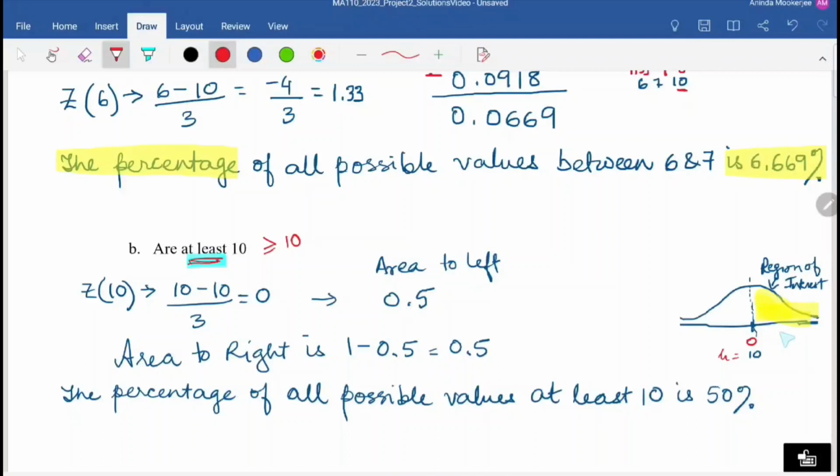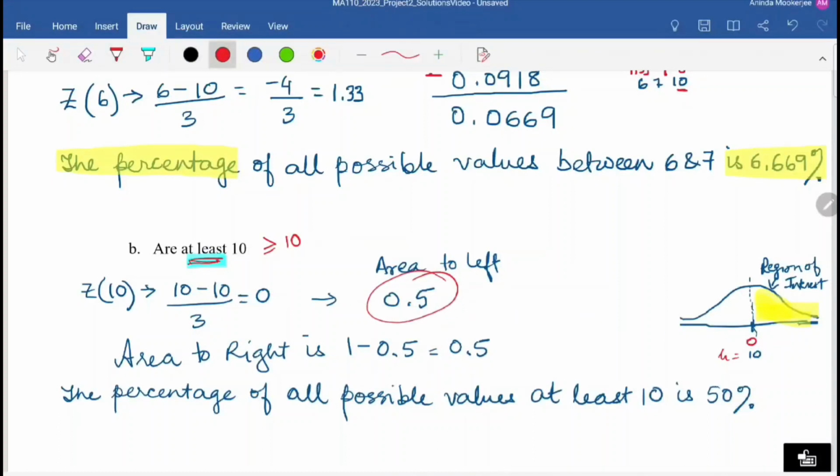What is the corresponding z value? 10 minus 10, again, it's x minus mu over 3. Here, x and mu are the same value. They happen to be the same value, correct? That's why 10 minus 10 divided by 3 is 0. The area to the left of a z value of 0 is 0.5.